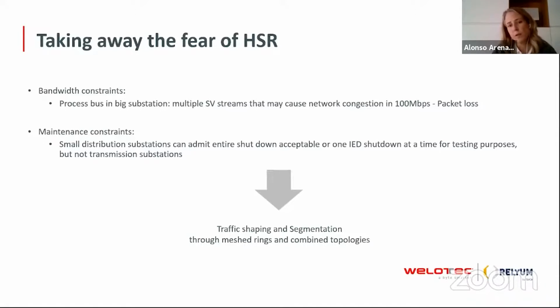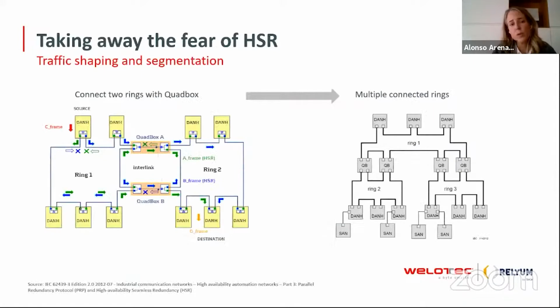So what are mesh rings? Here in this slide, we can see a very simple example, where we have 2 rings, ring 1 and ring 2, connected among them with QuadBox elements. We need 2 QuadBoxes in this topology to avoid a single point of failure.